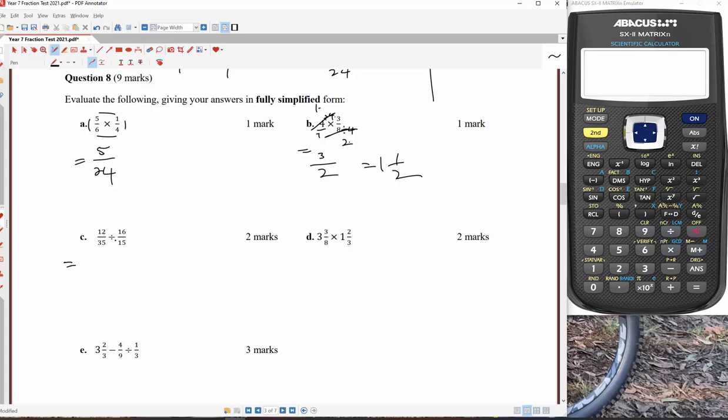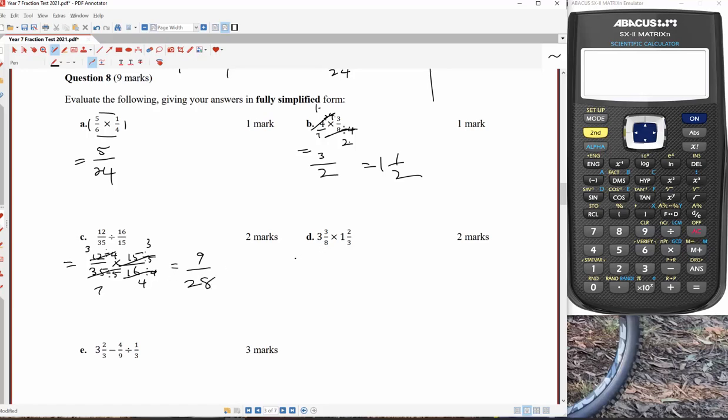Okay, this one here, now when we divide by a fraction, it's the same as the original fraction multiplied by what's called the reciprocal, or that fraction flipped. So what we do here is we look for anything that we can cancel down. So I can definitely fit 4 into 12 as well as 16, goes 3 times and goes 4 times. I can get 5 into 15 3 times and into 35 7 times. 3 times 3 is 9, 7 times 4 is 28.